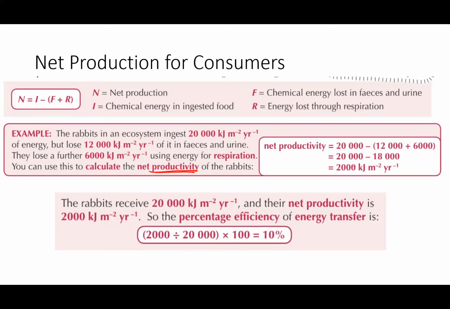So we can then work out the percentage efficiency of the energy transfer. We do 2,000 divided by 20,000, multiply that by 100, and that would give us an efficiency of 10%. So that is how we calculate efficient energy transfer from one trophic level to another. And it's really important to know how to do that, because that can get asked as well. That's just a basic percentage calculation. So what we're going to have a quick look at now is some specific exam questions where they're looking at energy transfers in ecosystems.